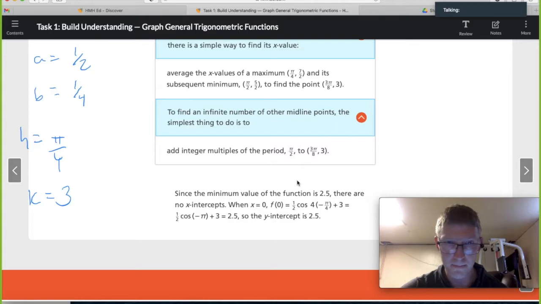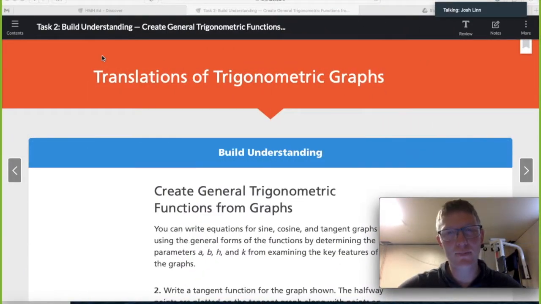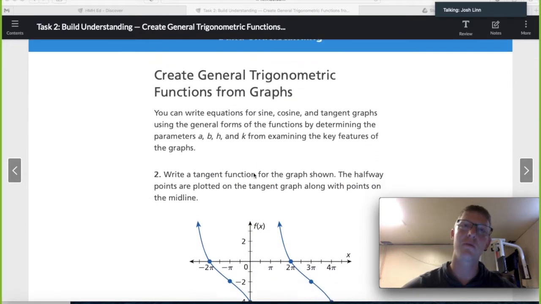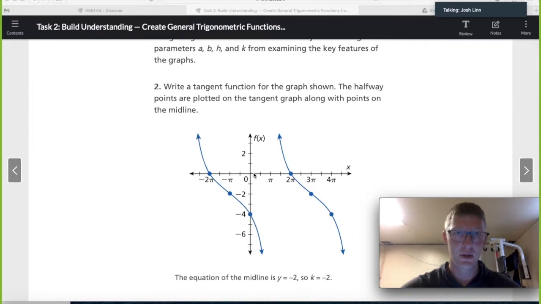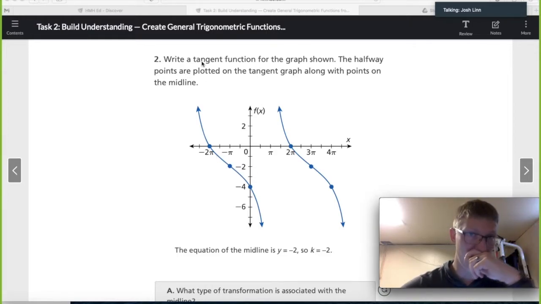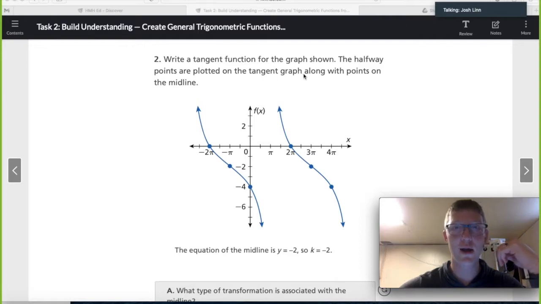So you can go both ways, right? You can take an equation, use the parameters to make a graph, or you can take a graph, use the parameters to make an equation. So let's do it. Create general trigonometric functions from a graph. We can look at the key features of this graph to figure out what the equation is going to be. Note up here it says the halfway points are plotted on the tangent graph along with points on the midline. That's useful to know.